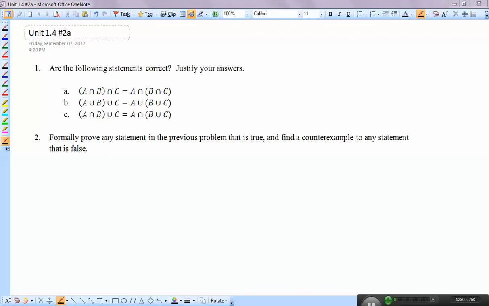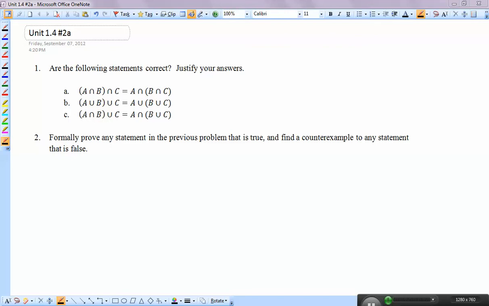Now the way that you should justify in number one is use some Venn diagrams and see if the shaded parts are the same or not. You have to figure out, do you look at the double shaded parts, or the triple shaded parts, or do you look at the parts that are just anything that's shaded? So you have to use the unions and intersections to figure out how to interpret that.